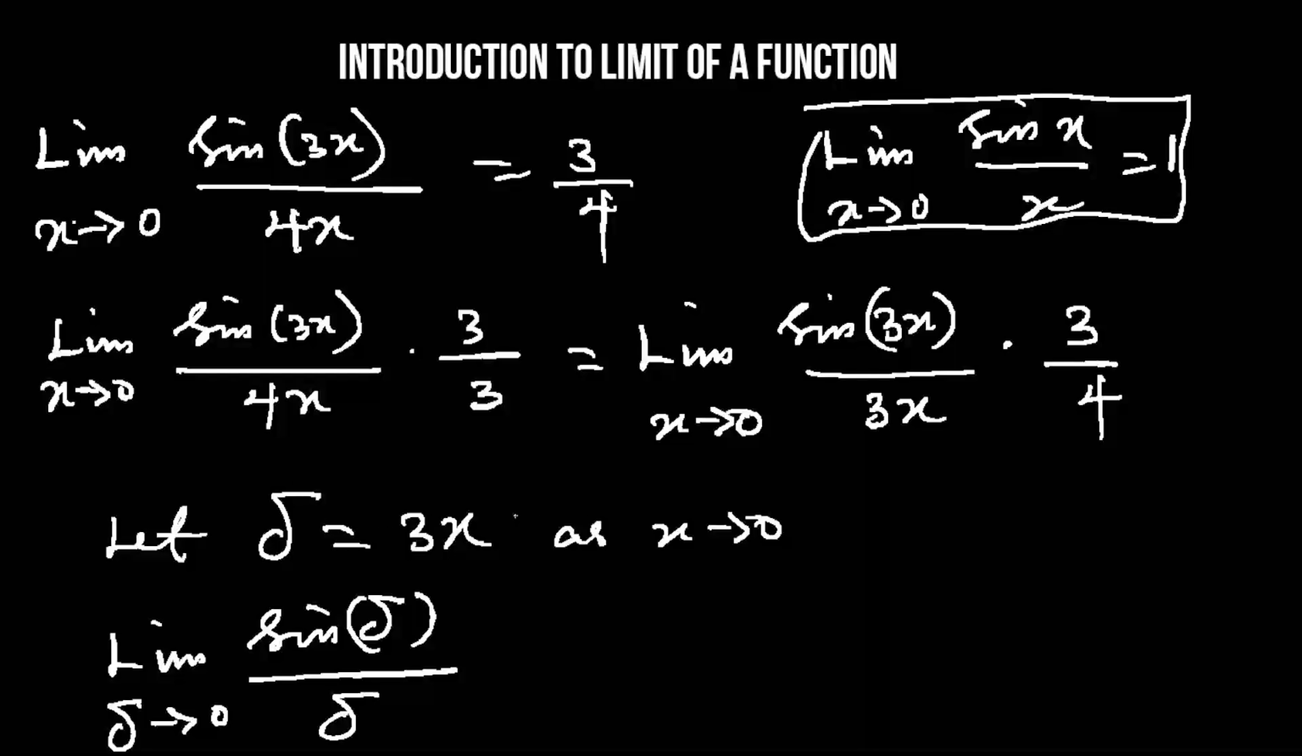As delta is now equal to 3x, we want to express this entire function in terms of delta. So we know that x is tending to 0. So if I put 0 here, what will be the value of delta? The value of delta is also 0, multiplied by 3/4. So remember, the limit of sine delta over delta is 1. For that reason, 1 times 3/4 is simply 3/4. I hope you understand this, guys.